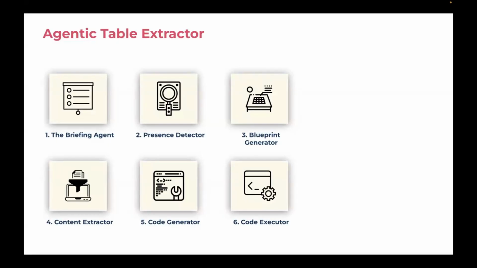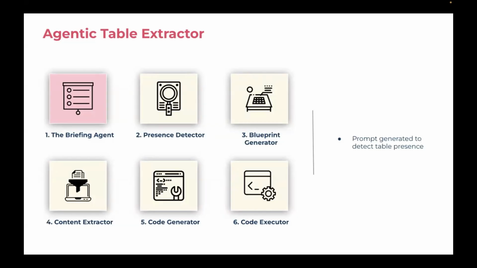Firstly, when your document arrives, it gets passed to agent 1, that is the briefing agent. What this does is it basically takes the user's target table description. So you give it a prompt specifying what table you want to be extracted. It takes this prompt and populates it with better details on exactly how to identify this table in your document. And this prompt that the briefing agent generates will then be used by the second agent to detect where that particular table is present in the document.